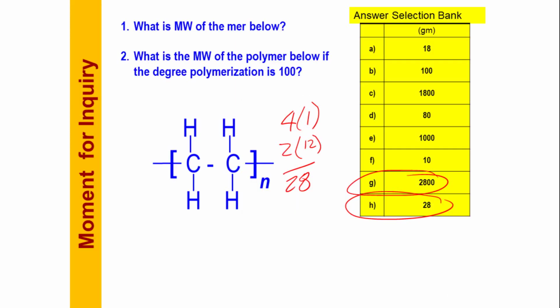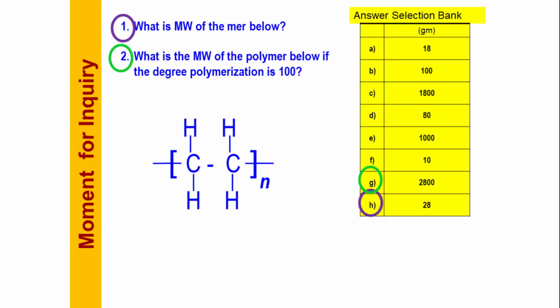Let's test our understanding. What is the molecular weight of the mer below? And what is the molecular weight of the polymer if the degree of polymerization is 100? Take a moment to think about these questions. Here are the possible answers. Calculate the molecular weight based on the given degree of polymerization and select the correct option from the answer bank.